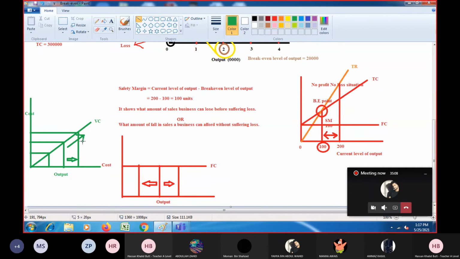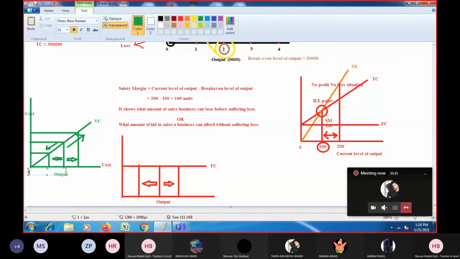And if you reduce the level of output, you will find that the variable cost goes down as well. Okay, and like this, variable cost will go down. This is the property of variable cost, and why it starts from zero, I told you earlier: because at zero level of output, variable cost is zero also. Okay, because it has a direct relation with output level.